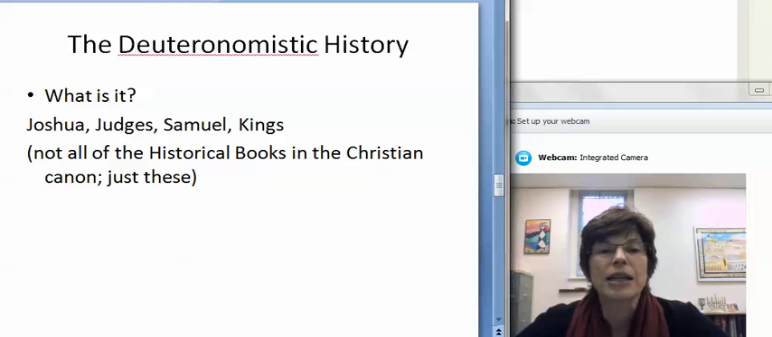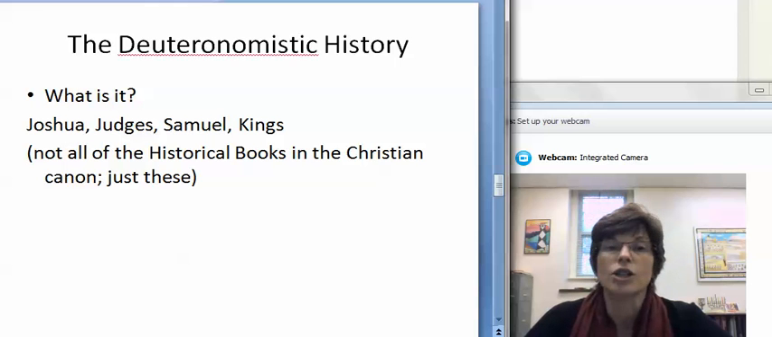As you know from your readings, this is the title that scholars give to four really big books of the Hebrew Bible, the books of Joshua, Judges, Samuel, and Kings. It's important to note that the Deuteronomistic history refers only to those four books, including 1st and 2nd Samuel, 1st and 2nd Kings. It doesn't refer to all of the books in the historical section of the Christian canon. It leaves out Ruth, Ezra, Nehemiah, Chronicles. It refers only to Joshua, Judges, Samuel, and Kings.